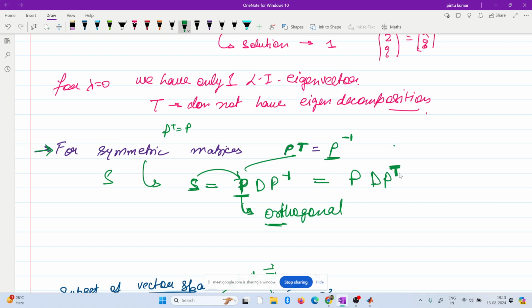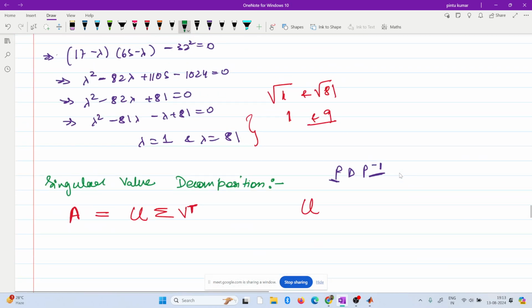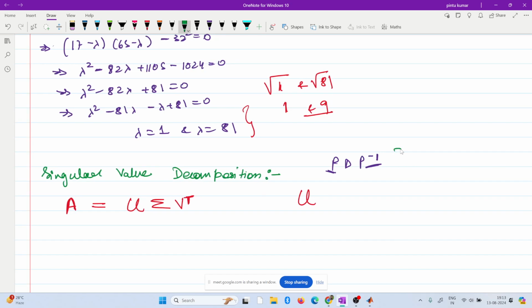Okay. This is what I meant there. Now back to where we are. So for a symmetric matrix, we have a decomposition like S equals P D P transpose. For any arbitrary matrix, we want something similar.